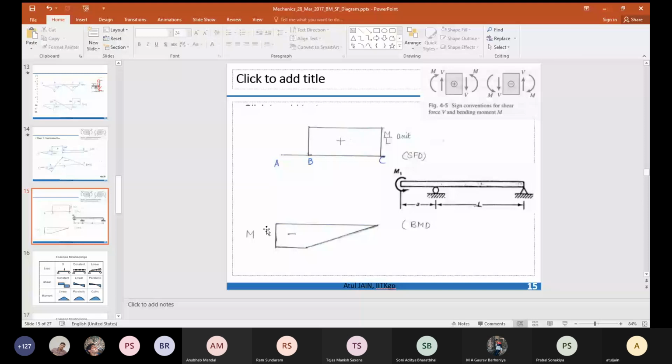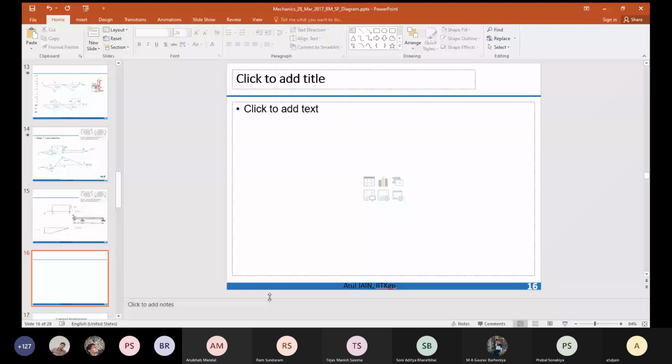So how can we apply a bending moment at a point? One way of doing it is this. Now I am looking at problem number 9.